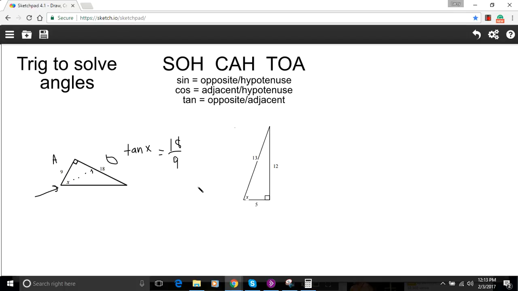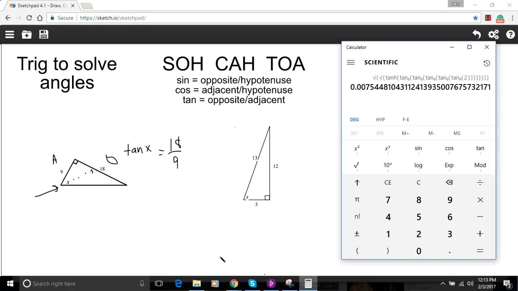Once you get it set up like this, it's time to pull out your calculator. What you're going to do is calculate this part and then take the inverse tangent to find x. So if you've got tangent of x or some trig function of x alone on this side, calculate this part and then do the inverse function. So let me show you. I've got 18 divided by 9, that's 2 of course. And then we're going to take the inverse tangent.